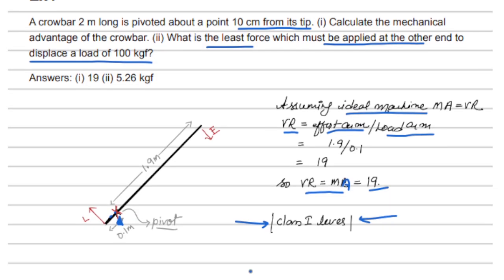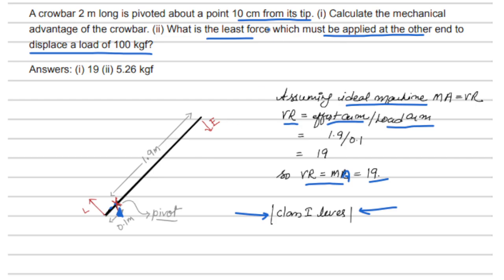Okay, let's go ahead. Now let's do the next part, which is asking what is the least force which must be applied at the other end to displace a load of 100 kgf. So assuming there are no other losses, we can just apply 1 by 19th of the load. So if 100 load is there, we just have to provide 1 by 19th force, because the mechanical advantage is 19 and that force will become 19 times. So what will we be able to pull? We will be able to pull 100 here.